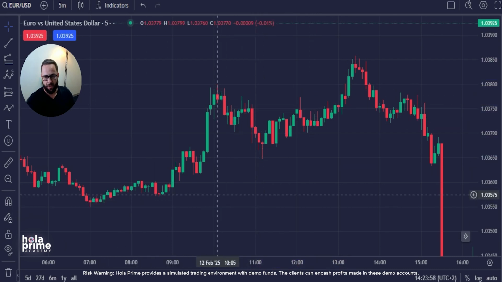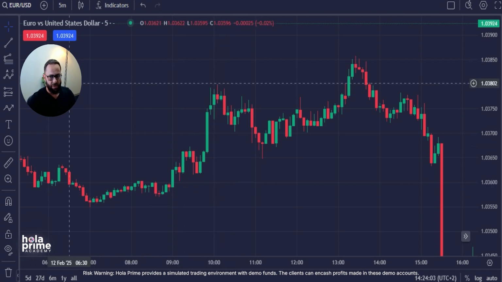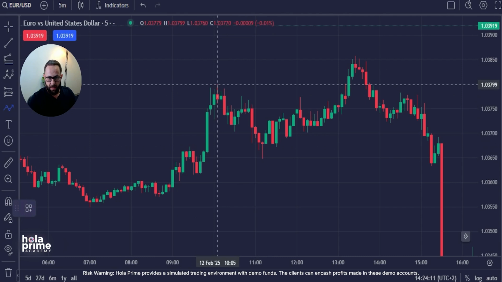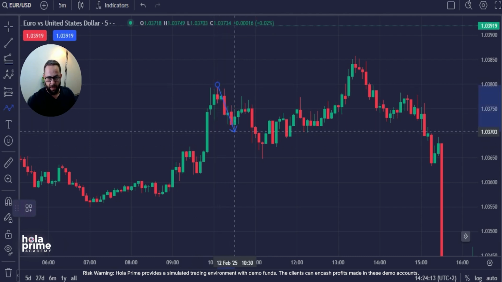Again, we're only focusing on ABCs here, or zigzags, in this video. Now, what are the main characteristics of these moves? Before I actually use a tool, I'm going to be using a fib extension. The main characteristic would be a move lower, and this is an uptrend as an example.